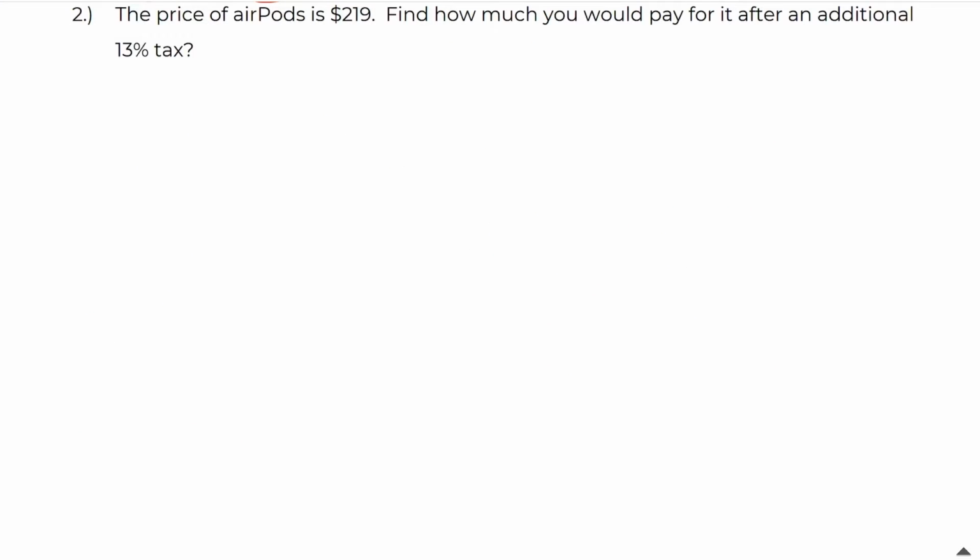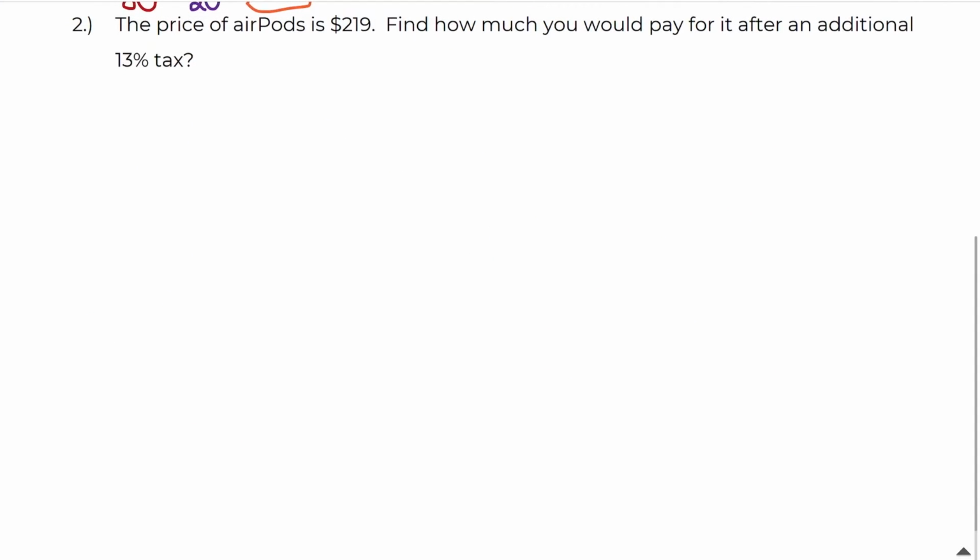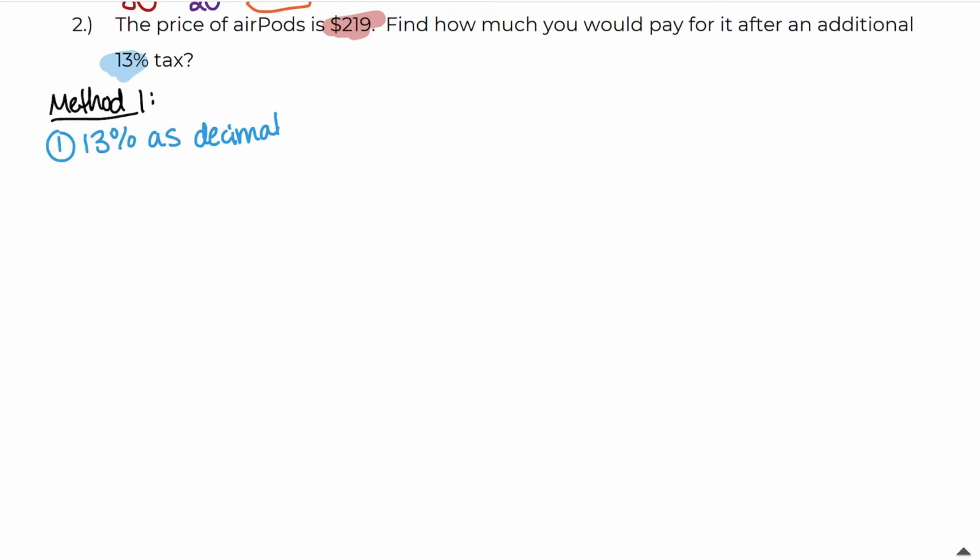Okay, so now in our next example, it tells us that the price of AirPods is $219. How much would you pay for it after an additional 13% tax? For this, we have 2 methods as well. For method 1, you would need to figure out what 13% is as a decimal. Again, we just move the decimal place over 2 times, so it's equal to 0.13.